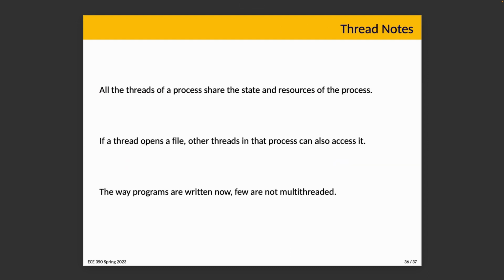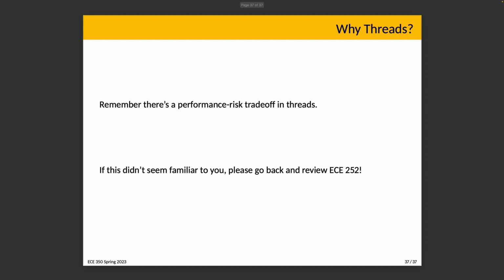Okay, and we also know that all the threads of a process share the state and the resources, so if one of the threads opens a file, well, everybody can use the file, and any of those resources can be shared, requiring our own implementation of some sort of concurrency control to try to make sure that things don't go wrong. Right. There is a performance risk trade-off in threads, and it is entirely possible to effectively crash your whole program by having one thread go wrong, whereas if we had a multi-process approach, one of the processes would crash, but the others would be okay.